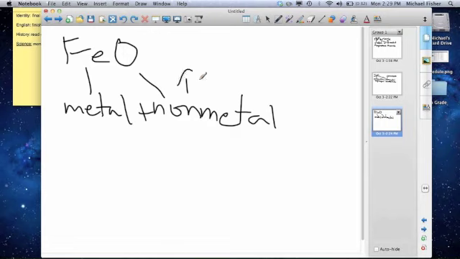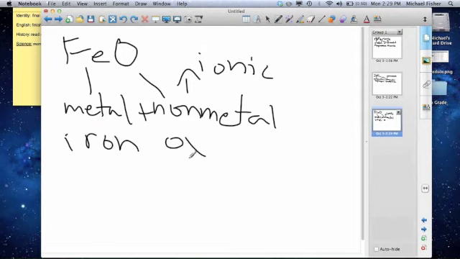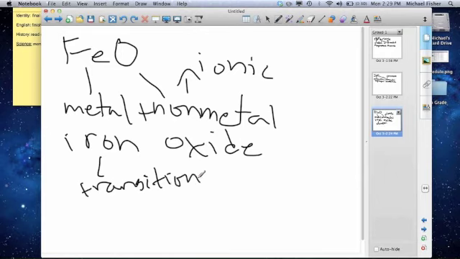Now, because it's ionic, there are no prefixes, so the name would be iron oxide, but because iron is a transition metal, we have to put the charge of the ion because it could be multiple different charges.